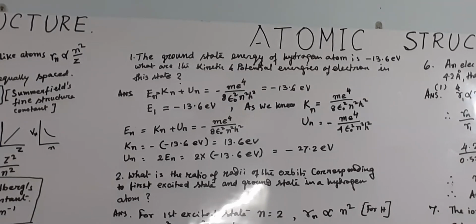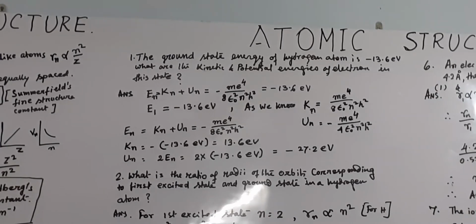The ground state energy of hydrogen atom is minus 13.6 electron volt. What are the kinetic and potential energies of electron in this state? We know total energy equals kinetic energy plus potential energy. Now that is equal to minus m e to the power 4 over 8 epsilon naught square n square h square, that is giving us minus 13.6 electron volt.